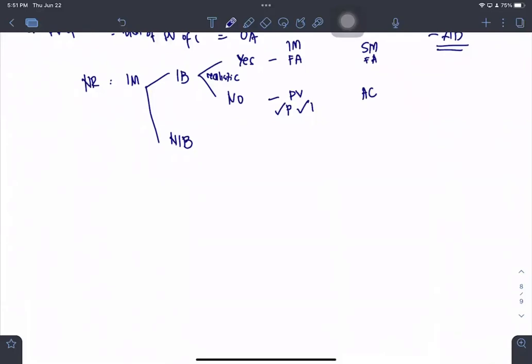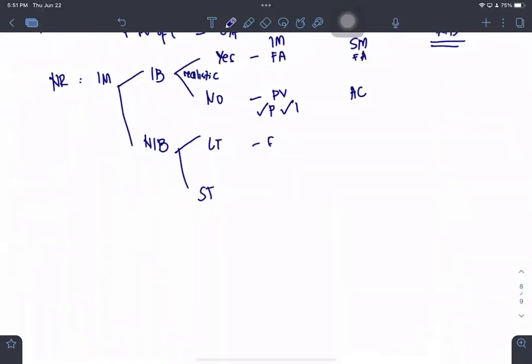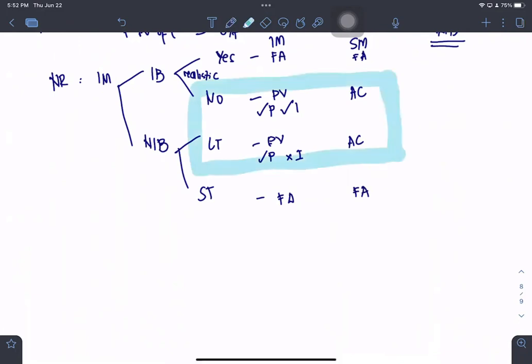Next, non-interest bearing. For non-interest bearing, you need to determine whether it is long-term or short-term. If long-term, you measure it at present value. Present value of what? Principal, no interest. Subsequent measurement, amortized cost. If short-term, face amount. Subsequent measurement, face amount. Your issue will only come from these two items.